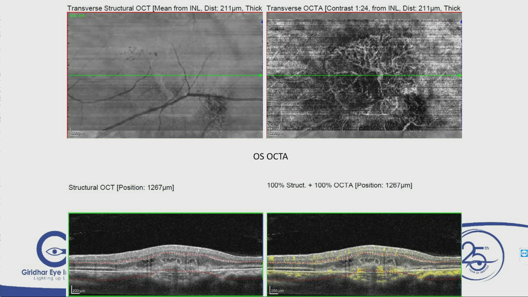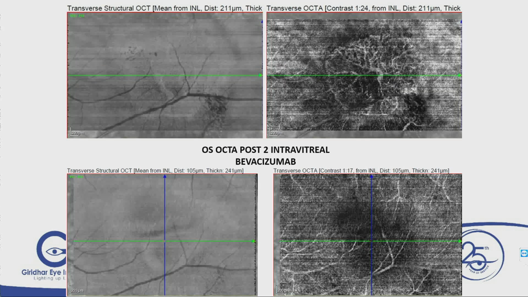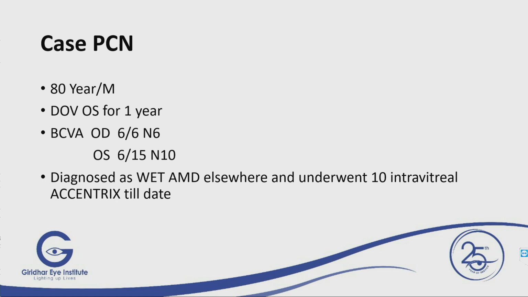And OCTA is showing a nice network there. And post-treatment, you have to follow up section by section and modify your treatment. Don't just look at one section. So this is post-treatment. So OCT and OCTA both are very useful in following up. And OCTA shows that regression after 2 or 3 injections. So both are useful in the follow-up of wet AMD. So this is another case.